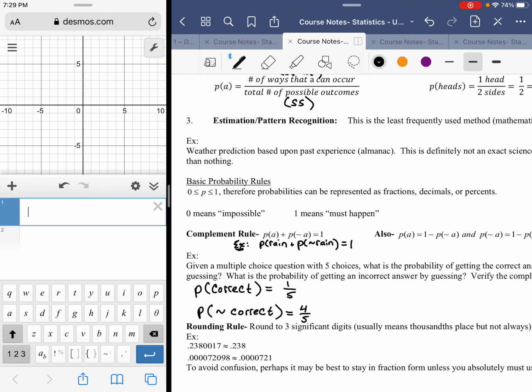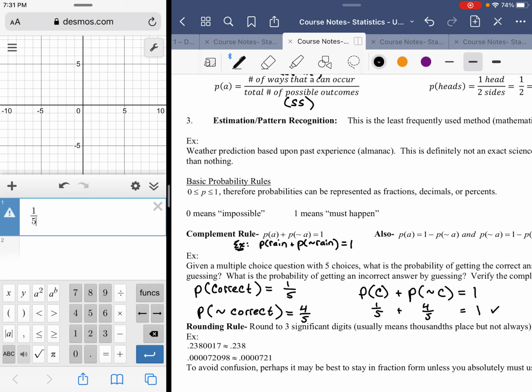So we want to verify a complement rule. The complement rule says if I add the probability of 2 opposite events occurring, I should get a result of 1. So I'd be looking to write, probability of C, I'll write C so I don't have to write correct again, plus the probability of not C should be equal to 1. 1/5 plus 4/5. Well, that's equal to 5/5. That is equal to 1.